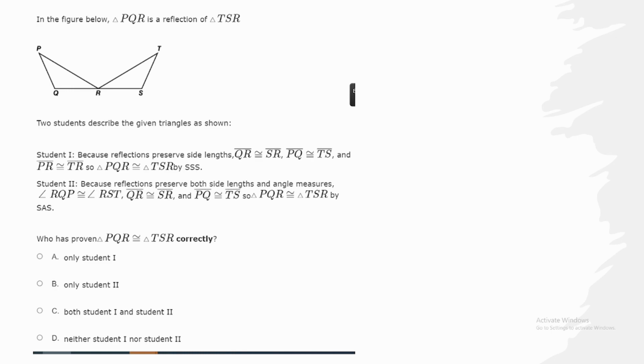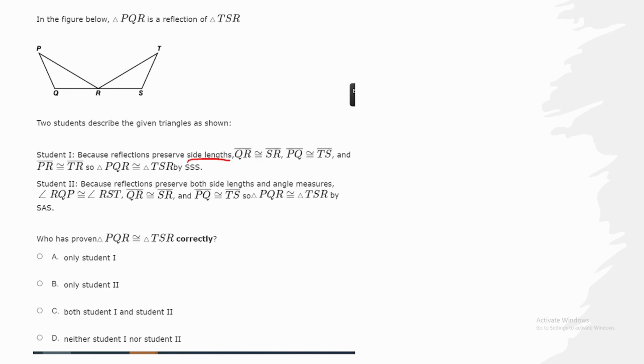So it says 2 students describe the given triangles as shown. Because reflection preserves side lengths, which is true, the sides will stay exactly the same. It says QR is congruent to SR, PQ is congruent to TS, and PR is congruent to TR. That's all true. So the student says triangle PQR is congruent to triangle TSR by side, side, side. That's true. Student 2 says, because reflections preserve both side lengths and angle measurements, also true, right? The angles aren't going to change, nothing about the measurements changes.